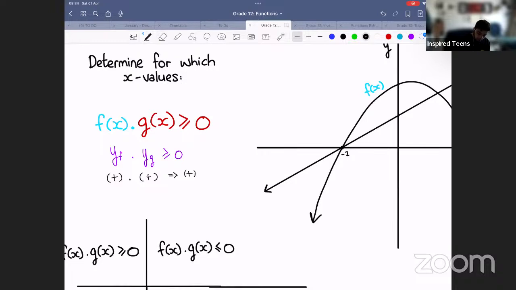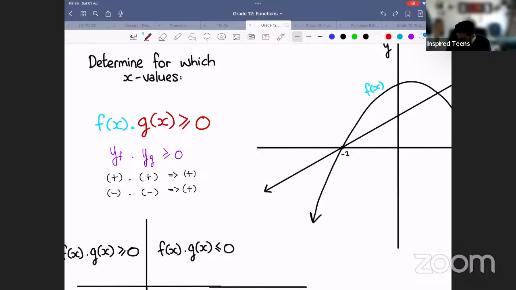Okay, when you multiply a negative by a negative, that's also when you get a positive. Okay, any other combination is going to give you a negative. These are the two combinations where you get a positive. When you multiply a positive with a positive, you're going to get a positive. When you multiply a negative with a negative, you're going to get a positive.